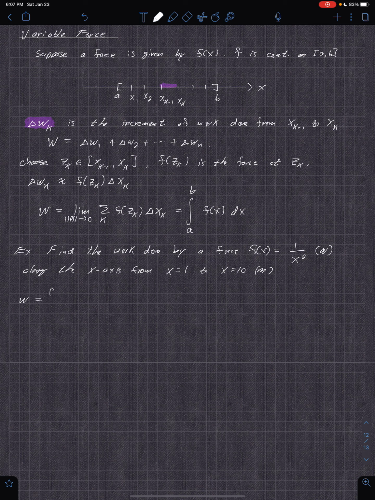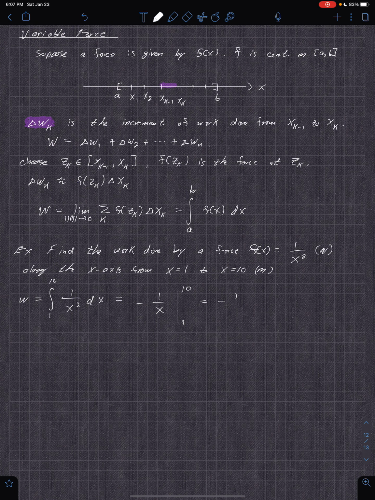So our work would be what? Well, it's just the integral from 1 to 10 of 1 over x squared dx. And you just evaluate that. So that's going to be equal to negative 1 over x evaluated from 1 to 10. So it's negative 1/10 plus 1, which you can put in a decimal. As long as a decimal is exact, that's fine. But this is application, so we're fine with that. So that's Newton meters or joules. So that's the most simple case you're going to get, is just integrating that.